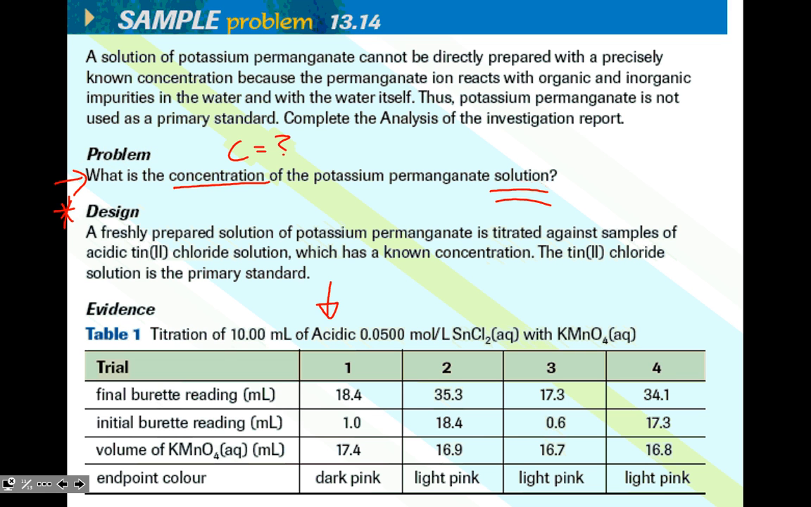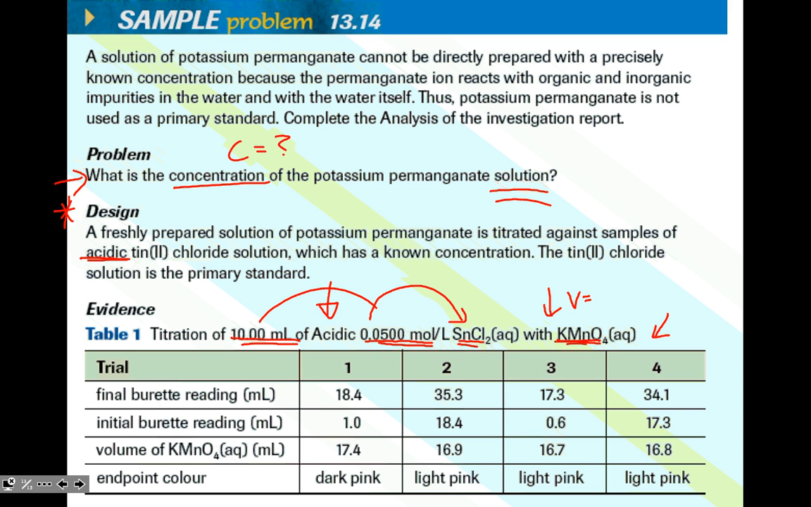A freshly prepared solution of potassium permanganate is titrated against samples of acidic tin(II) chloride solution, so we have acidic, H+, tin(II) chloride solution, which has a known concentration. The tin(II) chloride solution is the primary standard. Awesome. So here's your information. I have 10 mL of the acidified tin(II) chloride with potassium permanganate. So these two data points belong here, and I'm using the chart to look for the volume of your potassium permanganate solution.